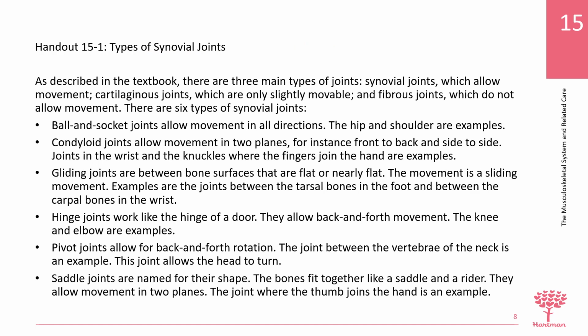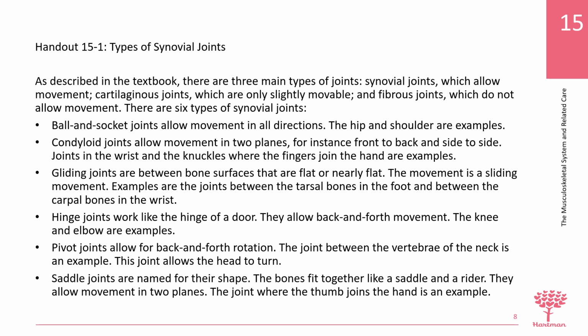All right, and so this handout just kind of talks about the different types of synovial joints, which we talked about in the beginning. What are synovial joints? That's the type of joint that is surrounded by a cavity. And so you have ball and socket joints, which allow for movement in all directions. So, for example, the hip and the shoulder are examples of that. You have your gliding joints, which are between bone surfaces that are flat. The movement is a sliding movement. So, for example, joints between the tarsal bones in the foot and between the carpal bones in the wrist.